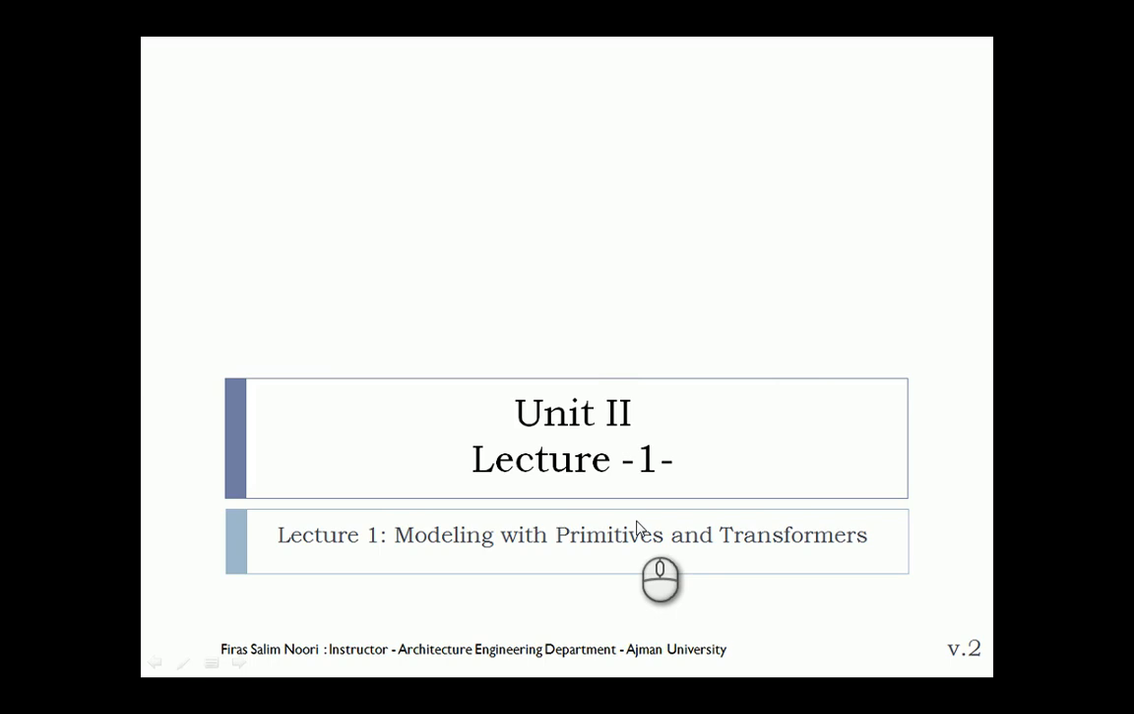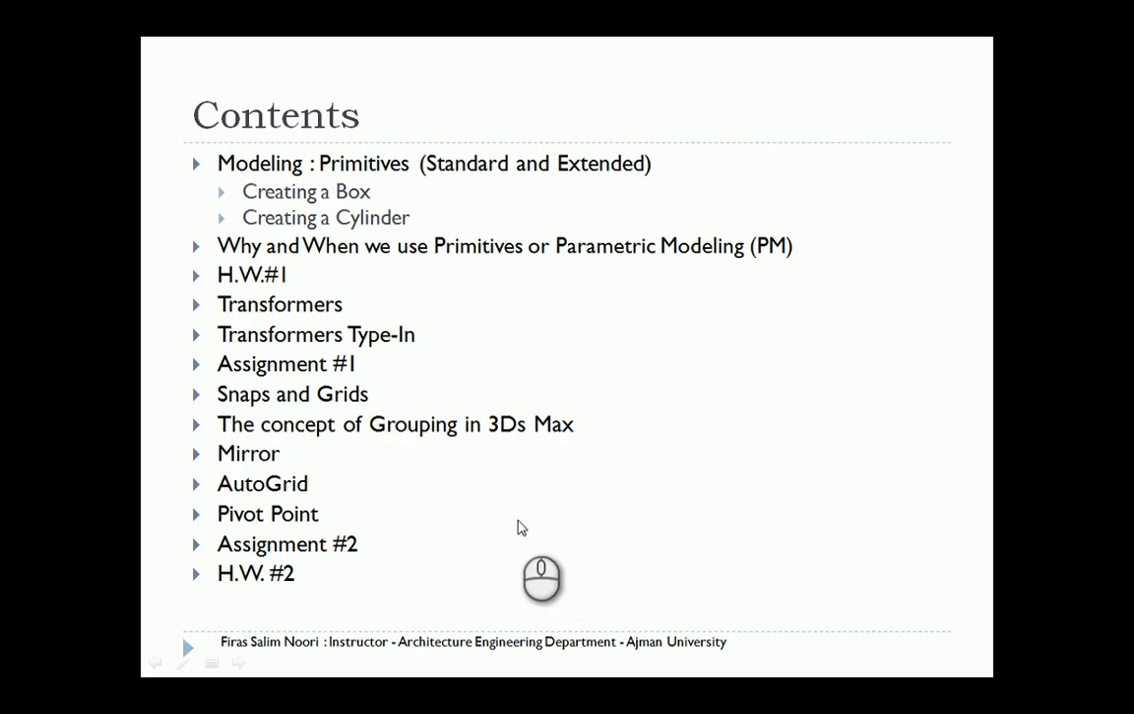In this lecture, we're going to start talking about modeling as a basics, specifically by the use of primitive modeling and the effect of transformers on accomplishing or gaining a good result out of that. I'm going to focus on modeling as a primitives technique, whether it's standard and extended. You're going to create a simple box and a simple cylinder, and see why and when we use primitives or parametric modeling.